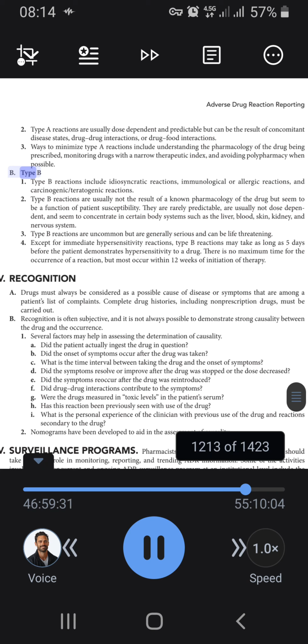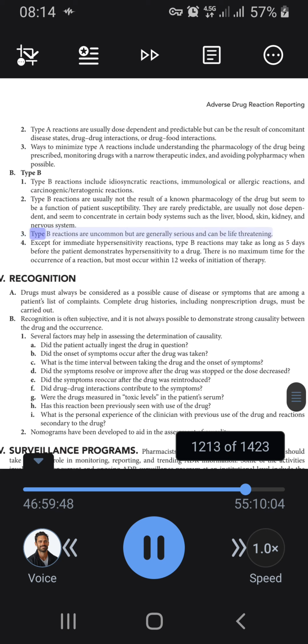B. Type B. 1. Type B reactions include idiosyncratic reactions, immunological or allergic reactions, and carcinogenic teratogenic reactions. 2. Type B reactions are usually not the result of a known pharmacology of the drug, but seem to be a function of patient susceptibility. They are rarely predictable, are usually not dose-dependent, and seem to concentrate in certain body systems such as the liver, blood, skin, kidney, and nervous system.